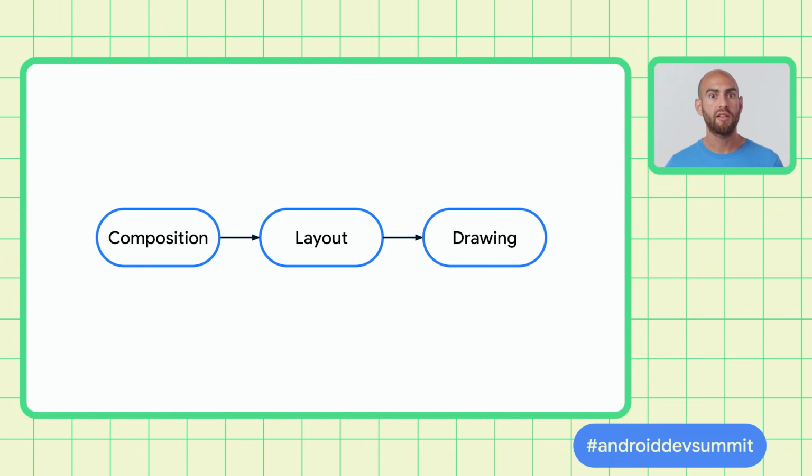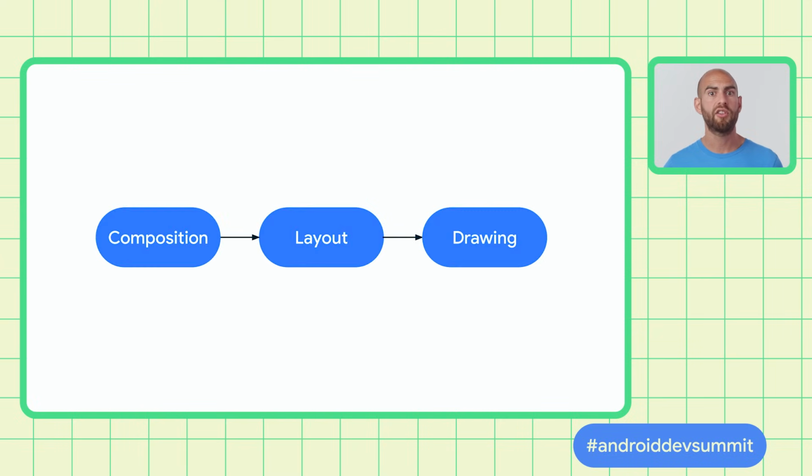Returning to the 3 stages of Compose, because the scroll state is read in composition, any changes cause recomposition. When you recompose, you also need to run the later stages, layout and drawing. But we're not changing what we're showing, just where it is. We can be more efficient.